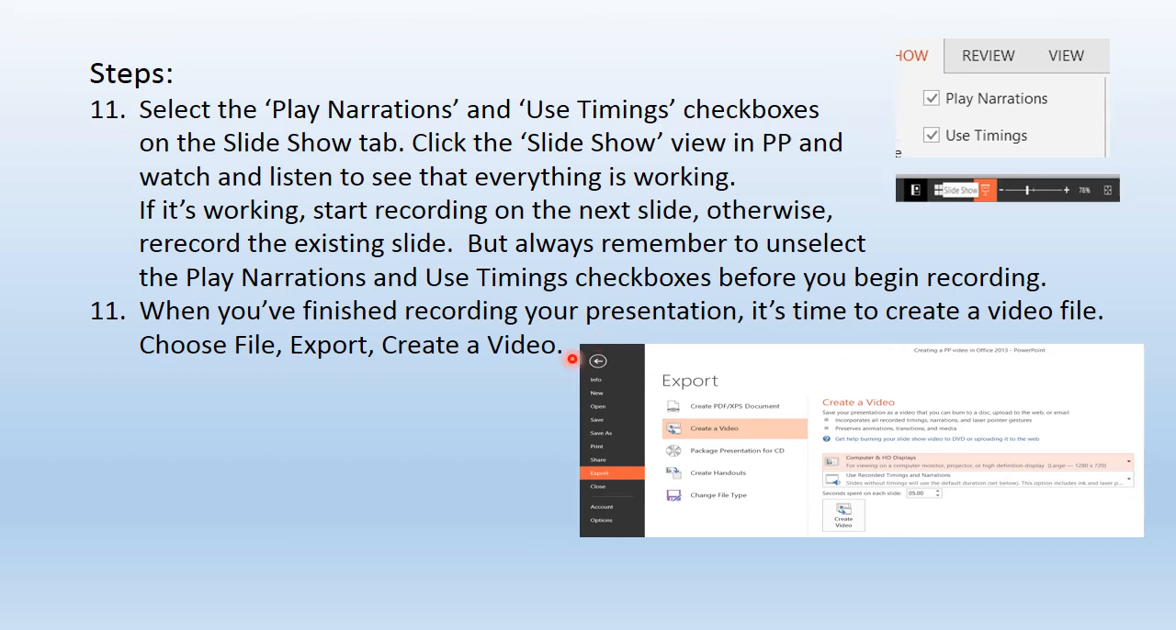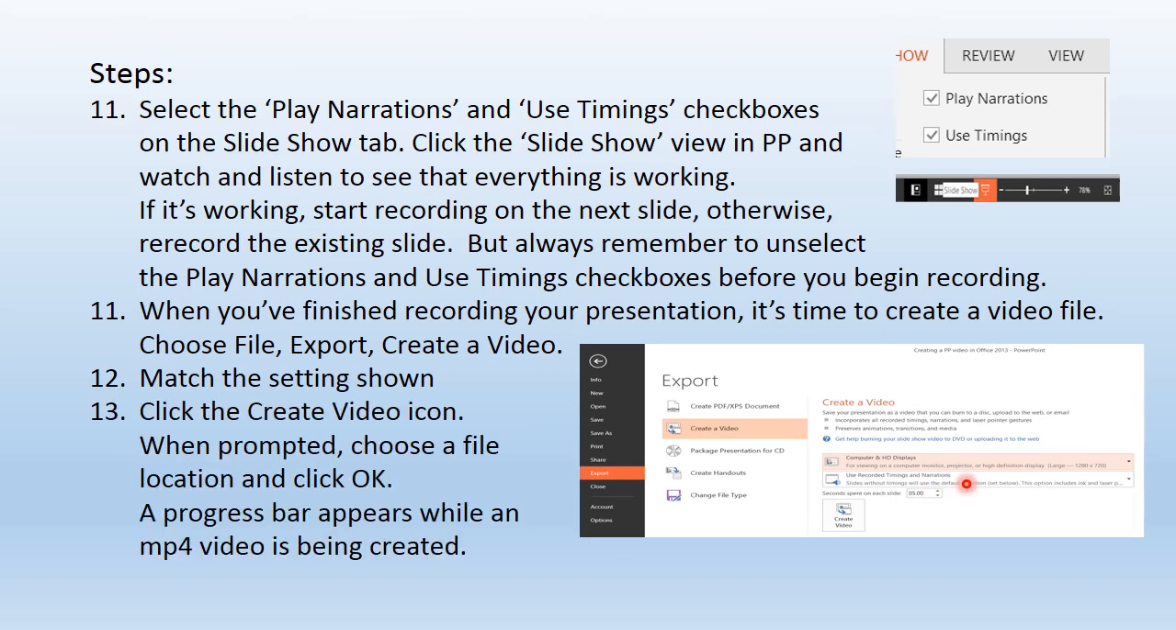So when you've finished recording your presentation, it's time to create a video file. You'll choose File, then Export, and create a video. Match the settings I have here. Computer and high definition display, you'll want the larger image, 1280 by 720. And of course, you want to ensure that you are going to use the recorded timings and narrations that you've just added. Finally, click Create Video, and when prompted, choose a file location and OK. A progress bar appears while an MP4 video is being created.